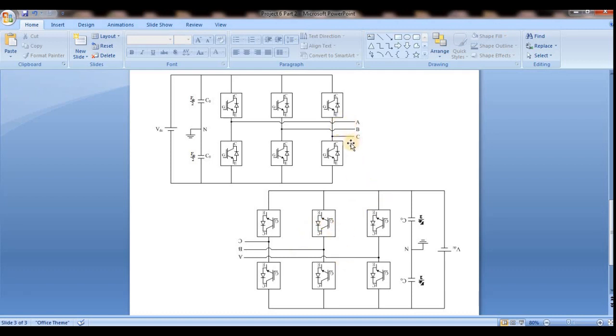But in case of inverter, it is the reverse thing. If alpha equal to 120, up to 120, maybe 0 to 120 or maybe 30 to 150, it will conduct. So this is called the conduction angle, and in rectifier it is called the firing angle.